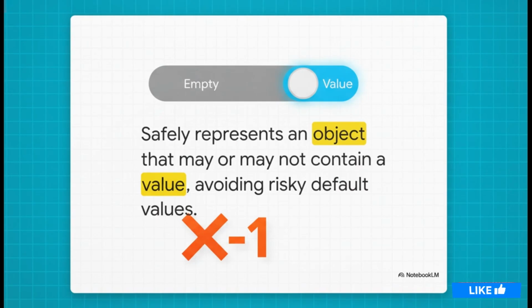Then moving to C++17, we get std::optional. Before this, developers often had to rely on risky null pointers or kind of arbitrary default values like -1, just to represent missing data. Well, std::optional elegantly wraps this whole concept, safely representing an object that may or may not have a value, right there in the type system itself.